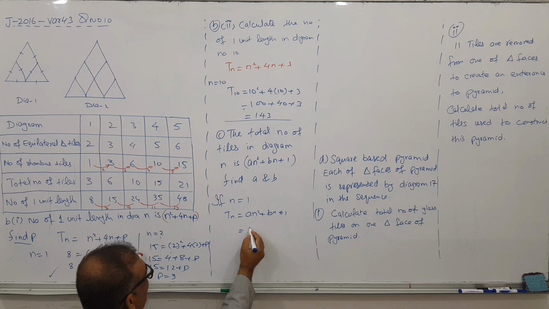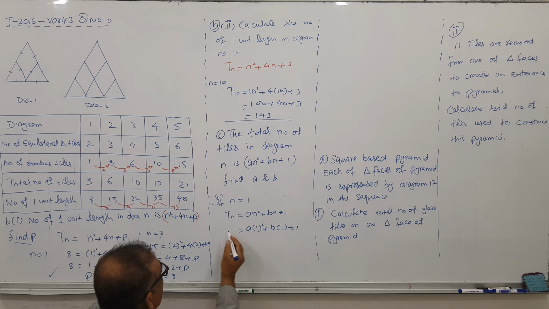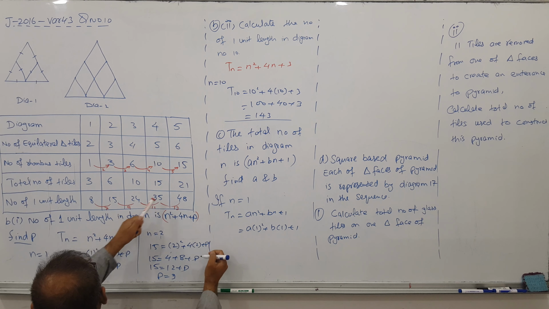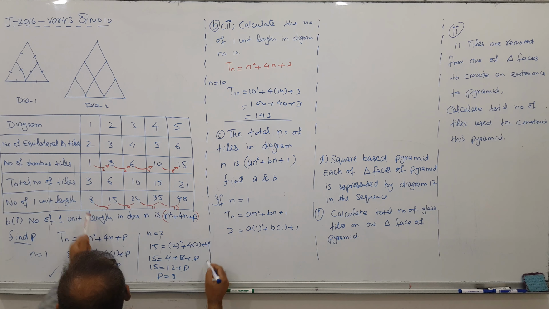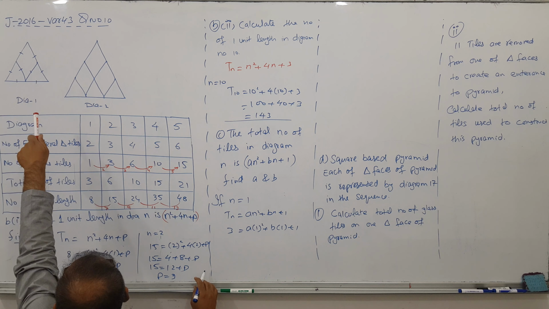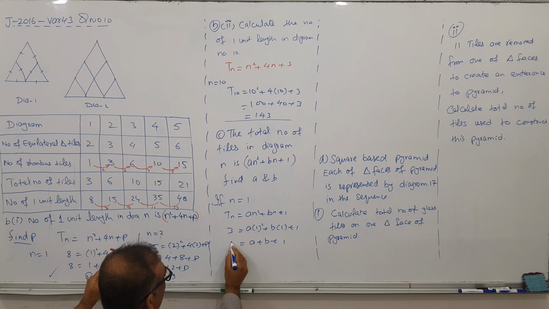So I put 1 everywhere, every n equals 1. So like this, but Tn is the total number of tiles, and for n equals 1 we have 3. So 3 tiles: 1, 2, 3, which are 2 rectangles, a triangle and 1 rhombus. So A plus B plus 1 equals 3, it comes here. A plus B equal to 2, equation number 1, ready?